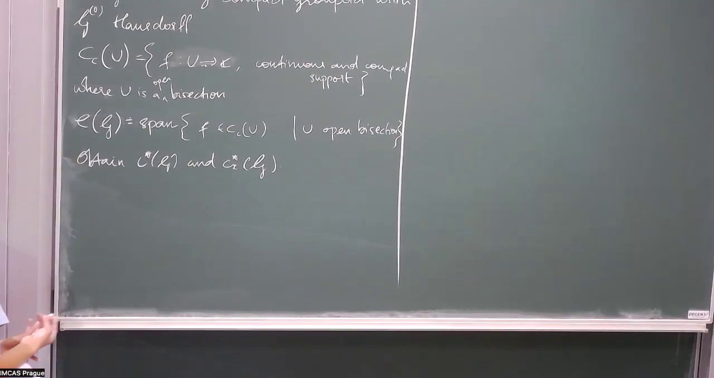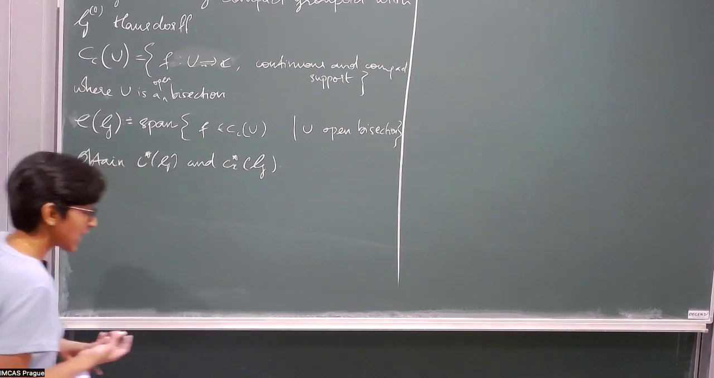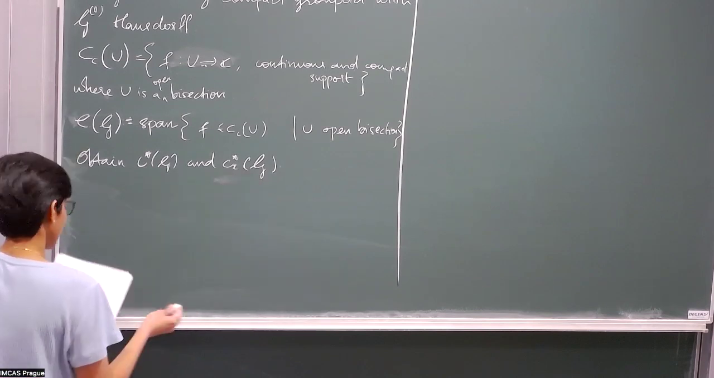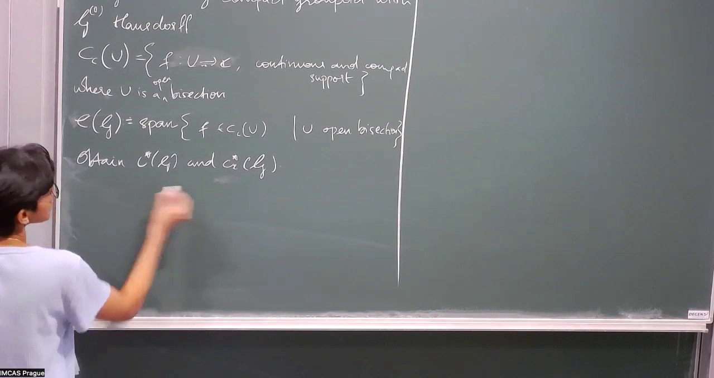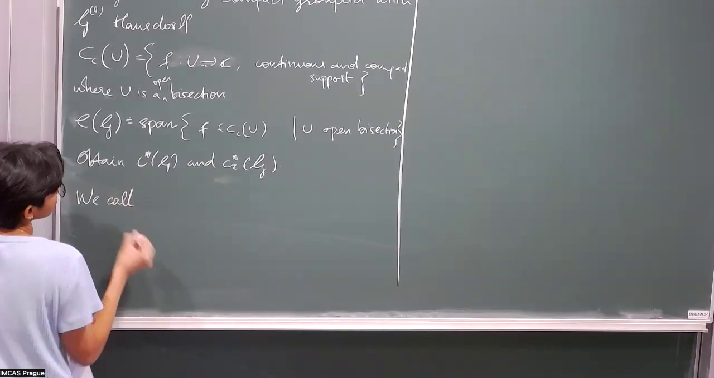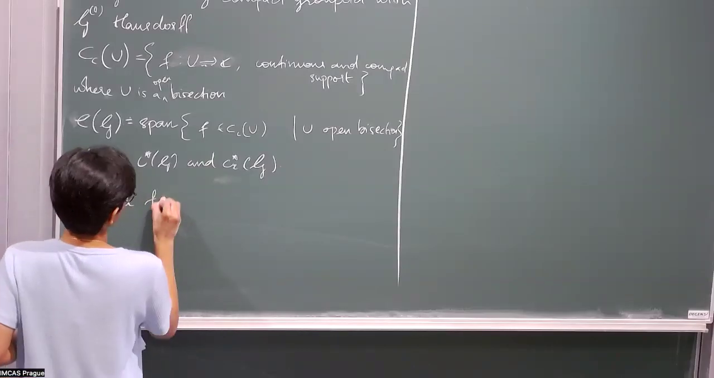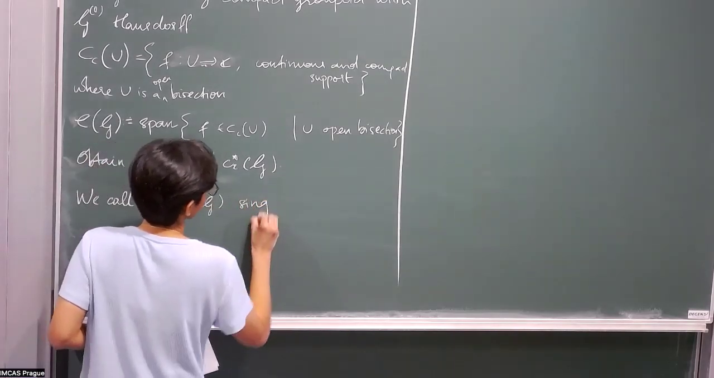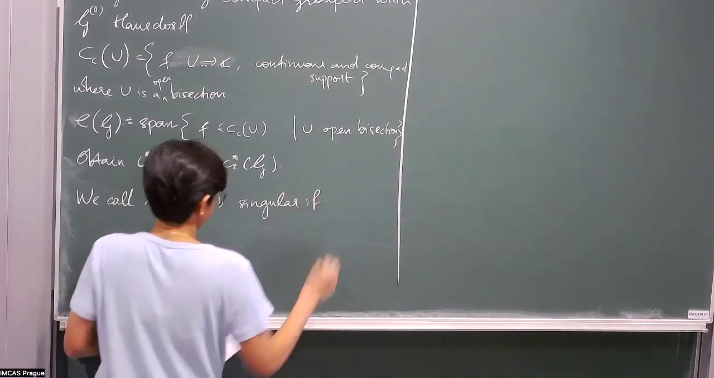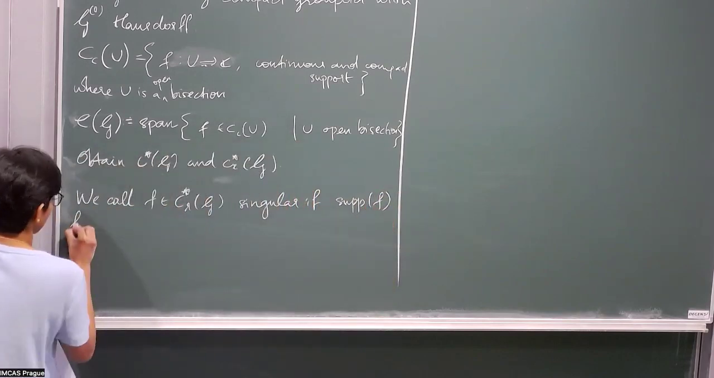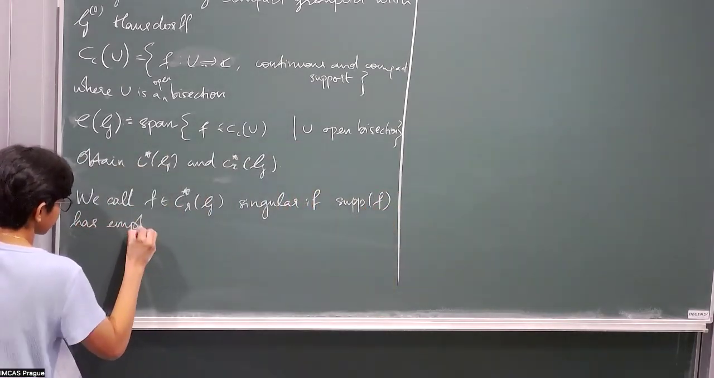So when we assume that our groupoid is not Hausdorff, there is a better C star algebra that one can consider than the reduced C star algebra, which we can define as follows. We call f in C_c(G) singular if the support of f has empty interior.